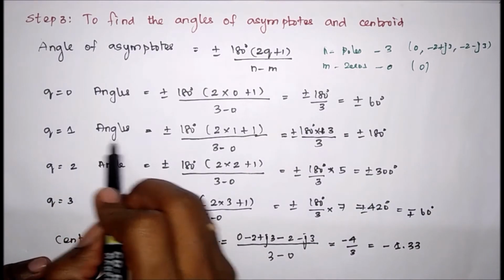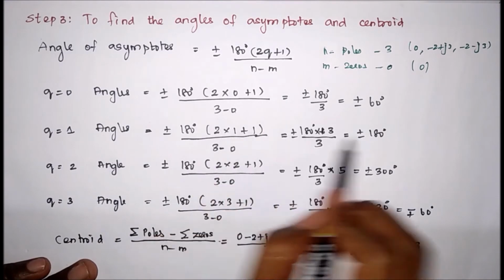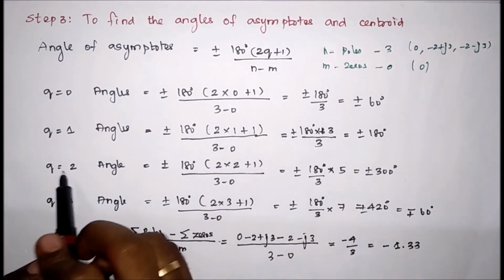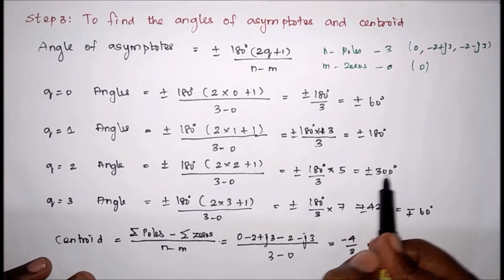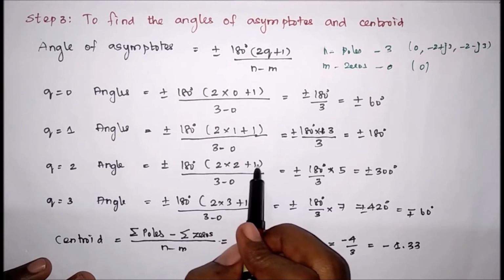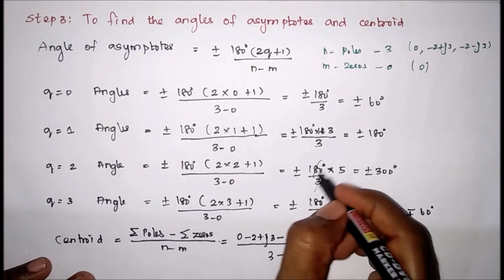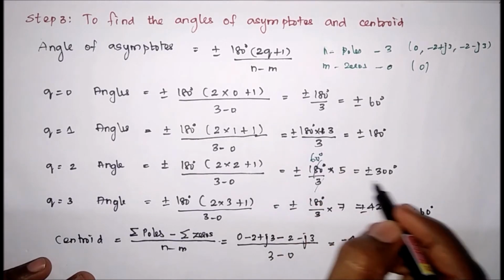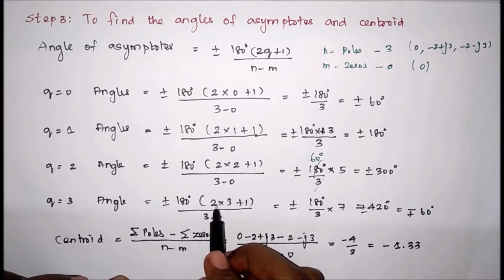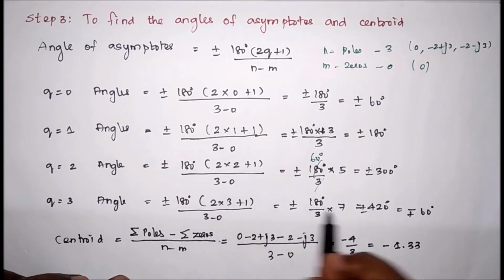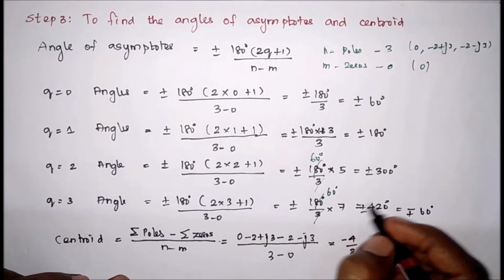For the next angle of asymptote, we substitute the same thing, but q equal to 1. So we will get plus or minus 180 degree. Then we substitute q equal to 2. We will get plus or minus 300, because 2 into 2 is 4 plus 1 is 5, 180 into 5 divided by 3, 60 into 5 is 300. Similarly, q equal to 3: plus or minus 180 into (2 into 3 is 6 plus 1) 7, so 7 divided by 3, and 60 into 7 is 420.